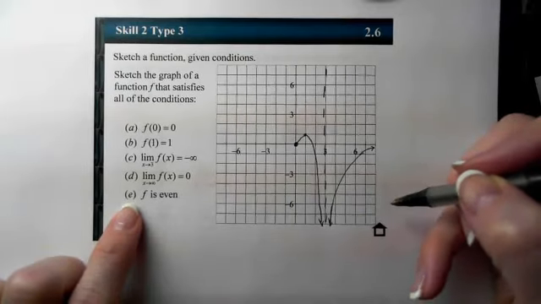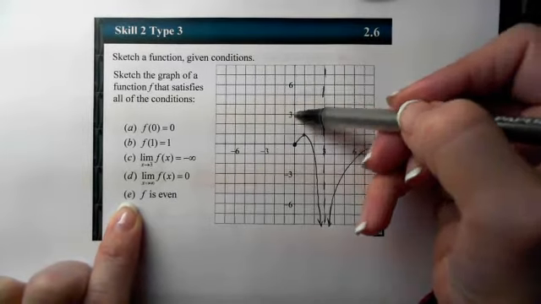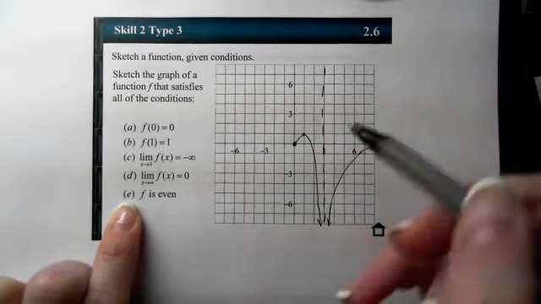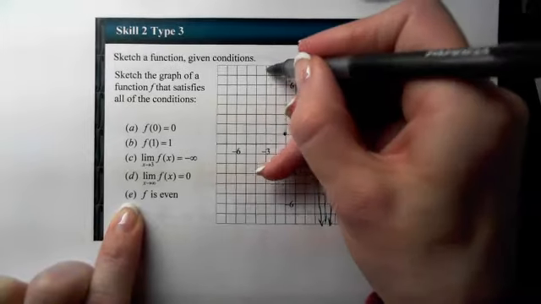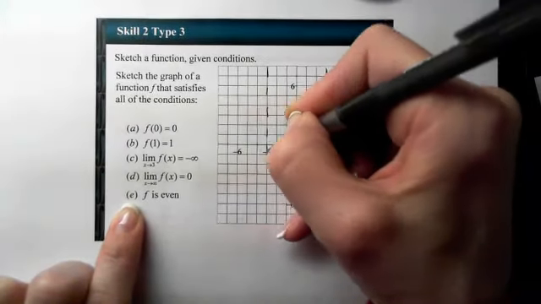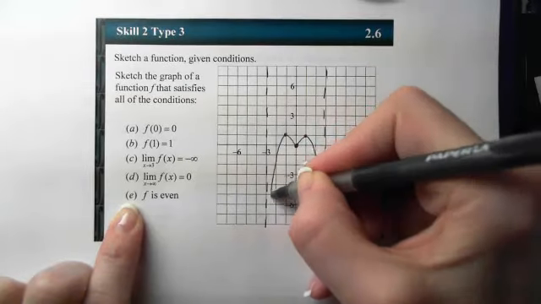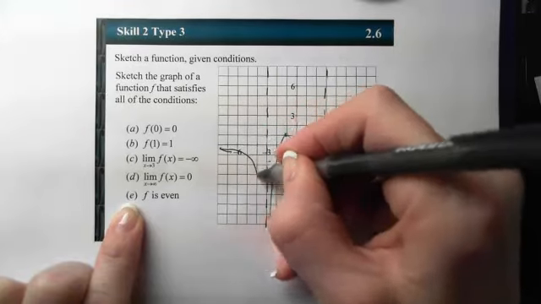Now the final step says that f is even. If f is even, that means it's symmetric about the y-axis. So this picture that I have here is going to have its mirror image over on the other side of the graph. So I can put in my asymptote and get the same picture on the left as I have on the right.